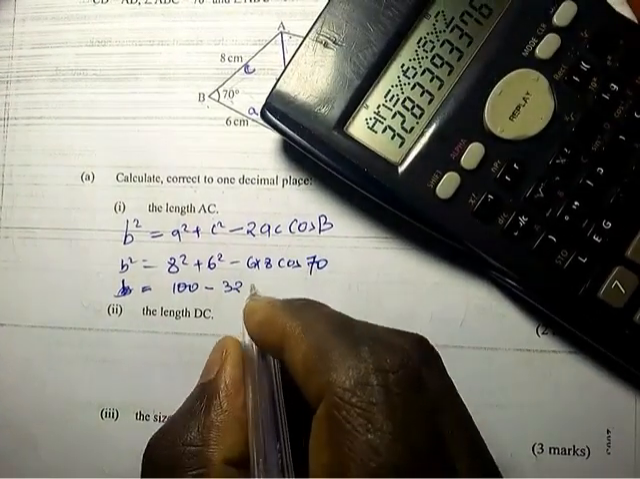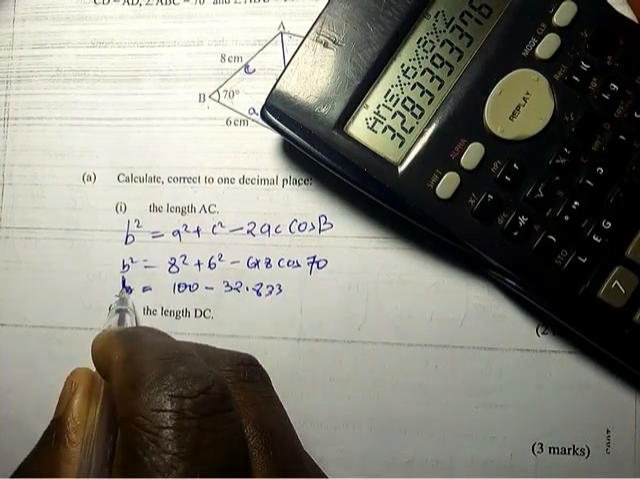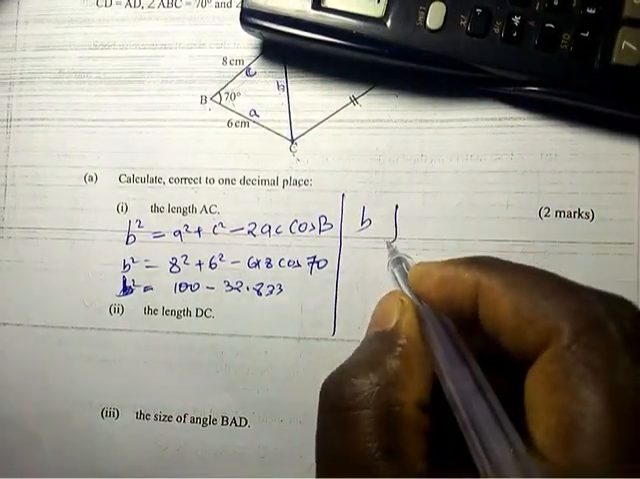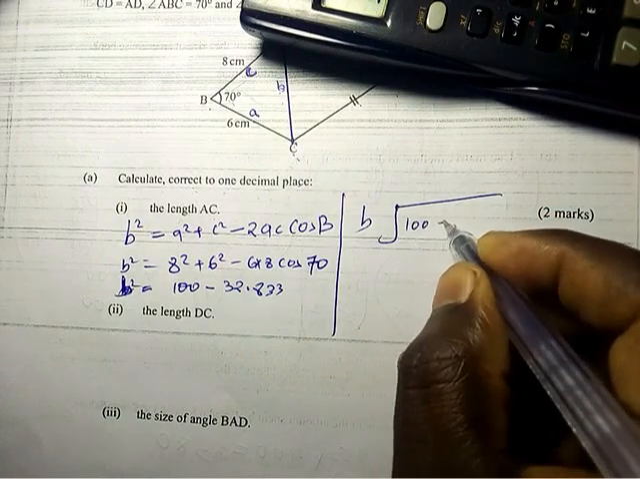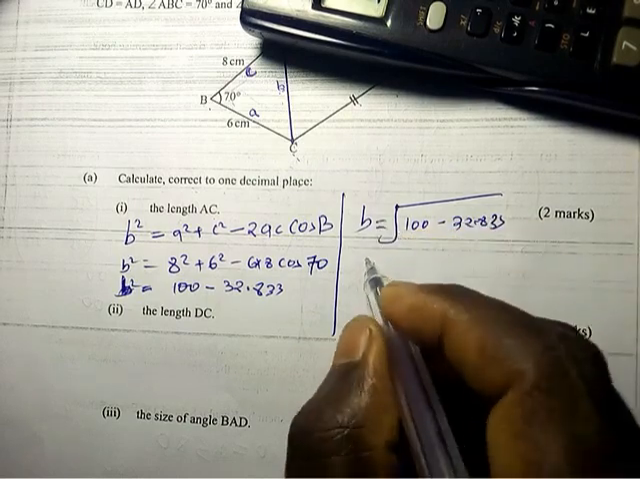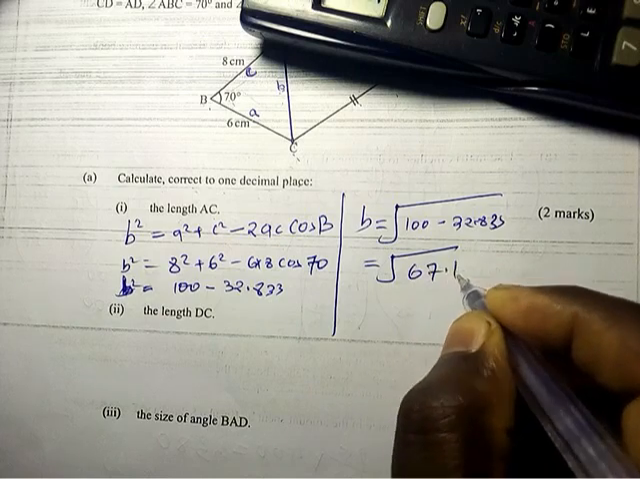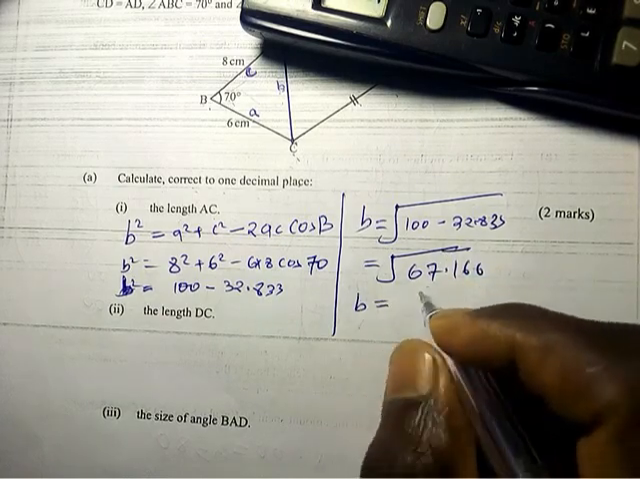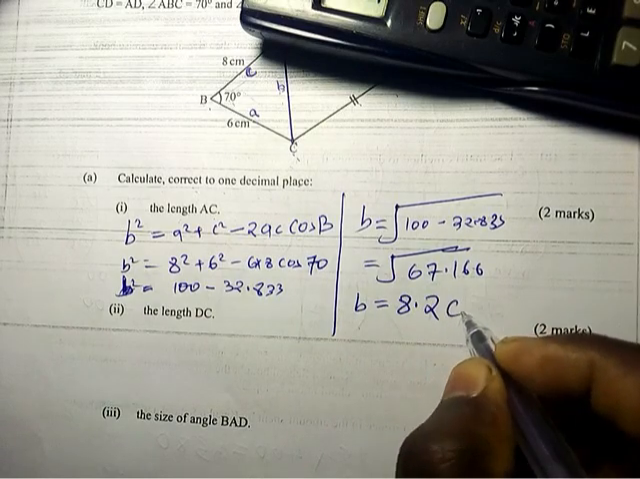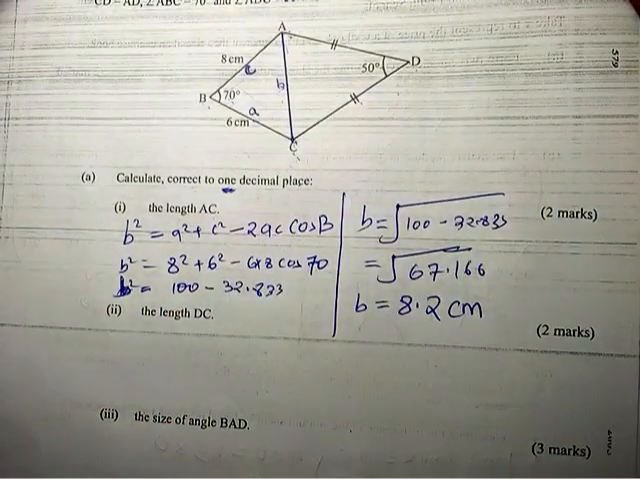So that gives us 32.833, that is B square. So now we want B. B is the square root of 100 minus 32.833, and that gives us the square root of 67.166. So B is equal to 8.2 centimeters to 1 decimal place.